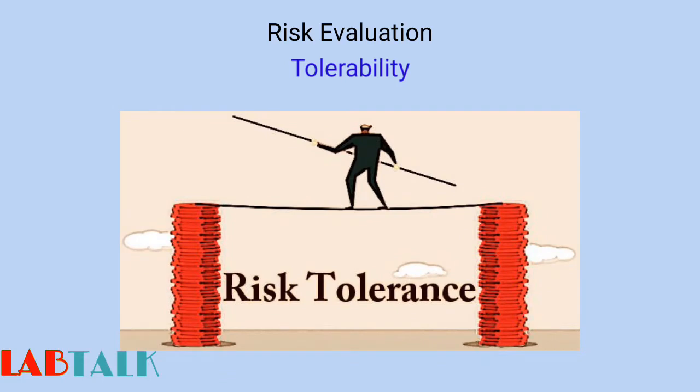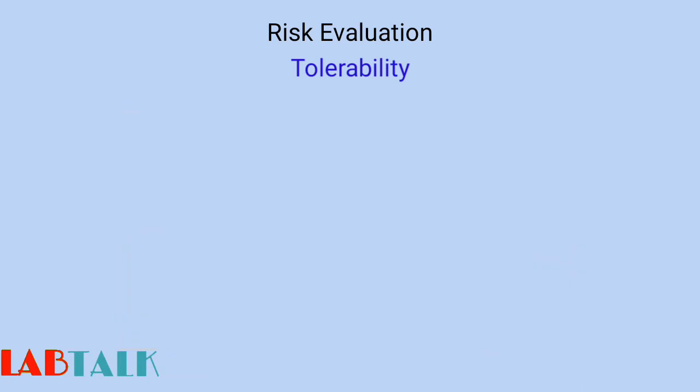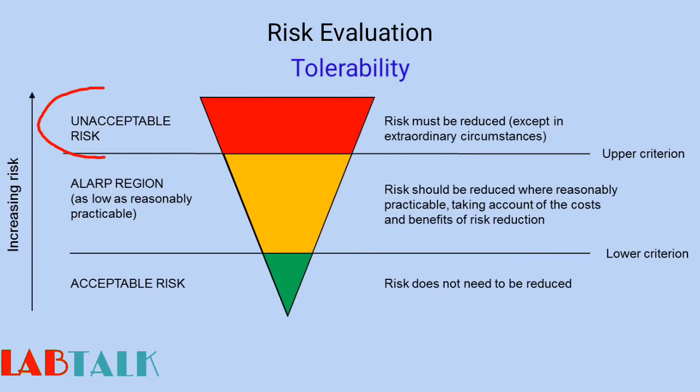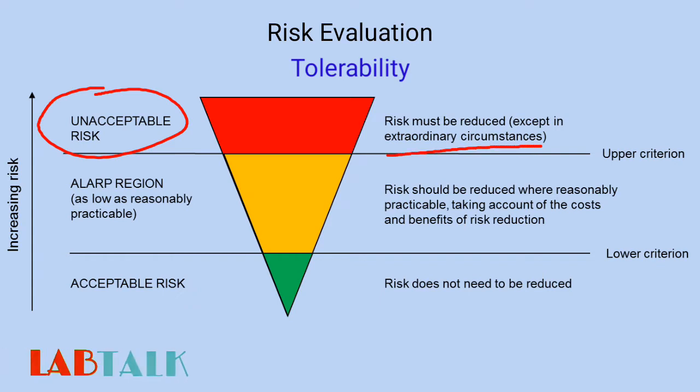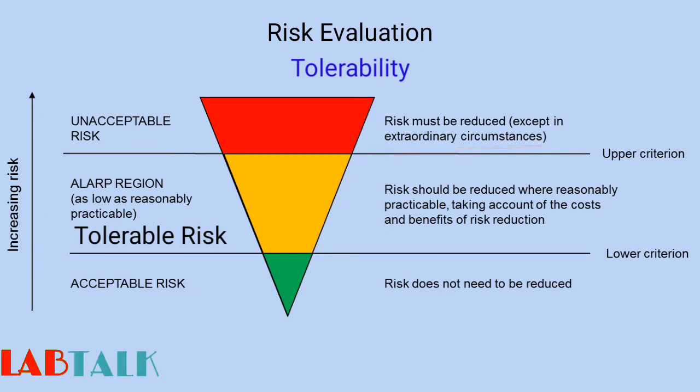Now the next concept in risk evaluation is the tolerability of risk framework. We have to classify or define the tolerability of the risk. First is the unacceptable risk, which is only permitted in exceptional circumstances. The next is tolerable risk, which is to be kept as low as reasonably practical, taking into account the cost and benefit of further risk reduction. Third is the broadly acceptable risk. This risk is acceptable and does not require any further measures for risk reduction.